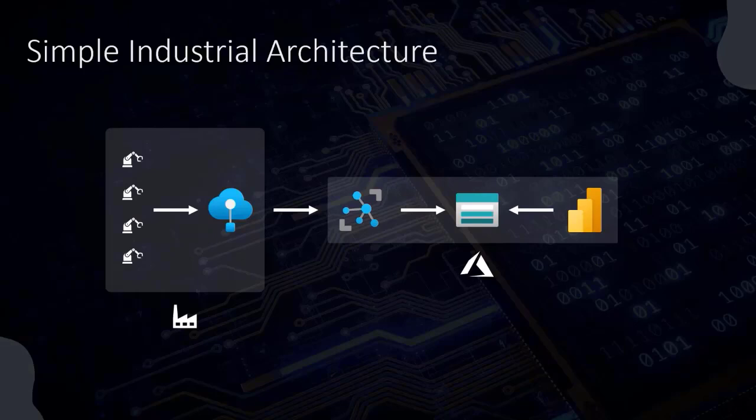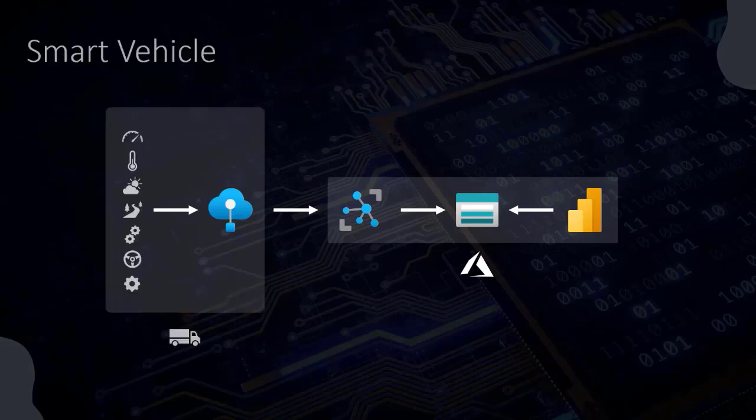But let's move on and look at something like a smart vehicle. We have a truck which is connected to the internet. We can monitor things like speed, temperature, road conditions, weather, how the engine is doing, what RPM it is running on, how the brakes are, what the temperature of the brakes is, and how the driver is driving.